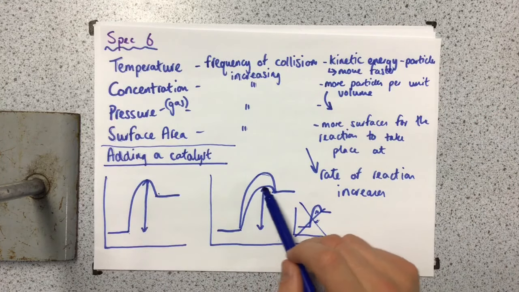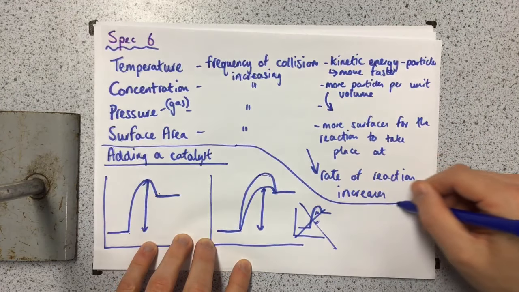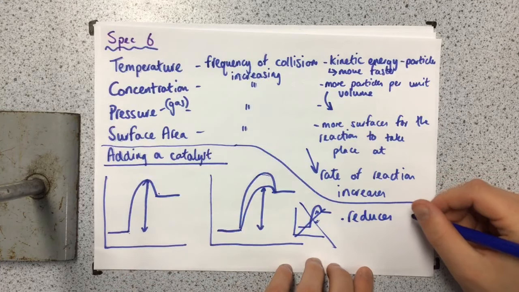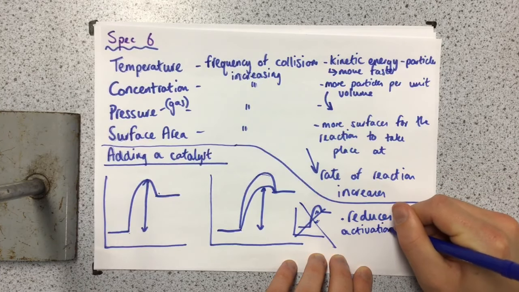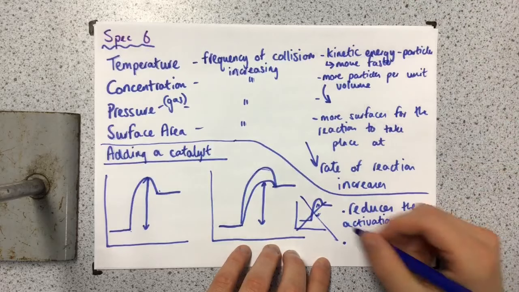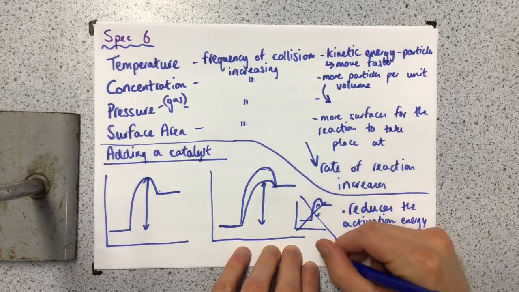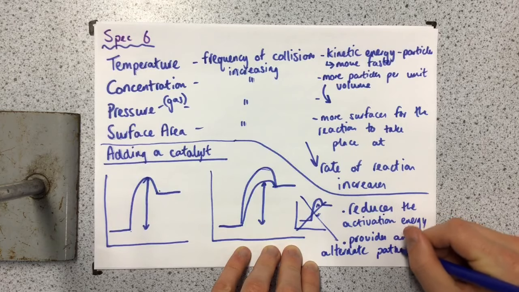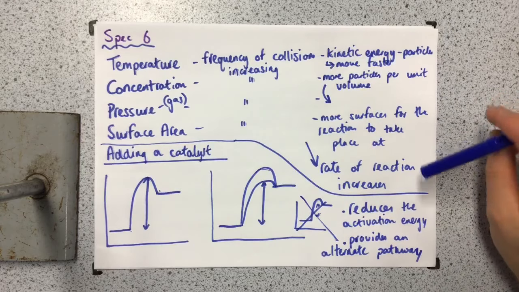So what it's doing is it's reducing the activation energy. So there are two things really to bear in mind. So I'm just going to put a little line there to block this information off. So what a catalyst does is it reduces activation energy. So we can see that from our diagram. And it also provides an alternate pathway for the reaction to take place. So therefore, by providing that alternate pathway, it's reducing the activation energy, and therefore the reaction would be faster.